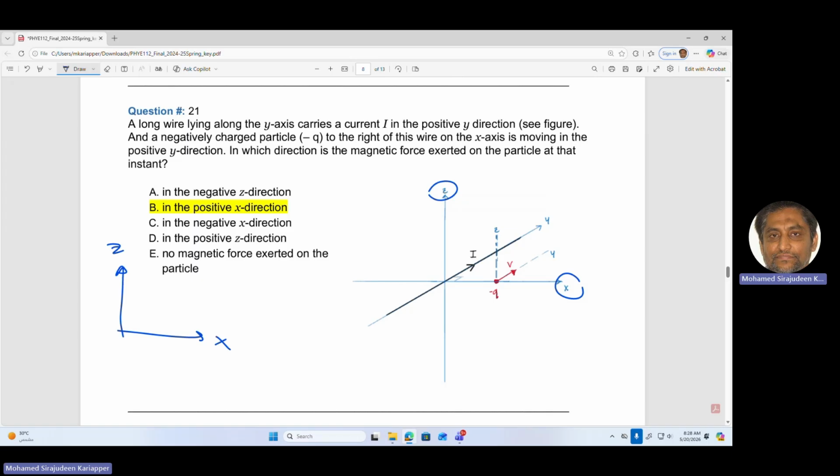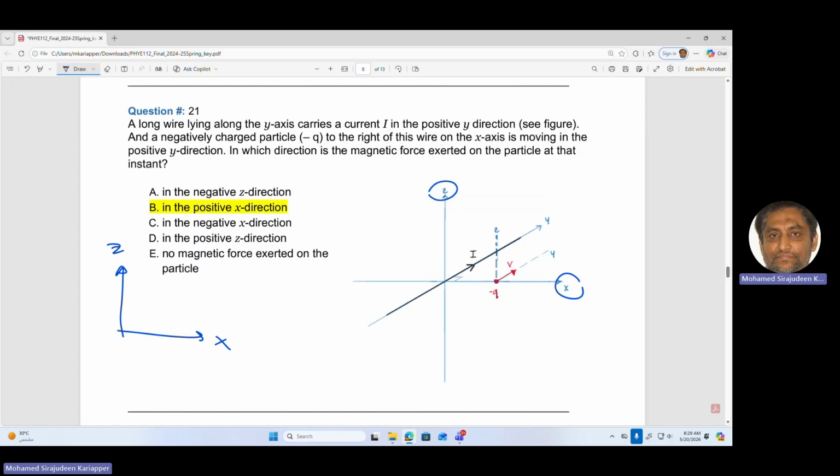Positive y is into the board. Negative y is out of the board. You should be able to visualize it. It's very important. Okay. So X is to the right on the board. Positive Z is up on the board, and positive y is into the board. Negative y is out of the board. Right. So we have a wire which carries current in the y-axis.